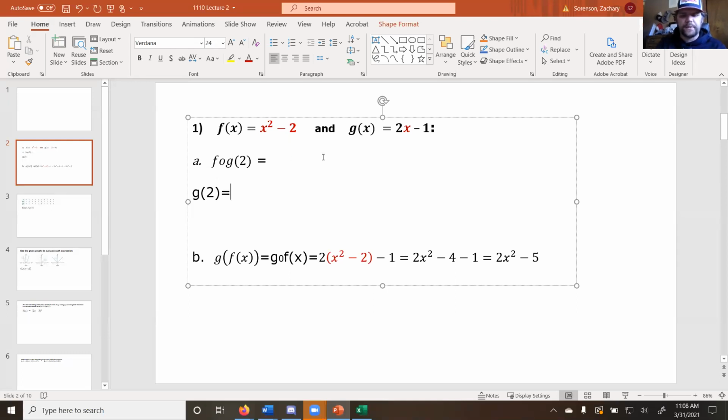I go through a two-step process. Okay, g of 2 is not too difficult to find. I plug 2 in for x, solve. 2 times 2 is 4, minus 1 is 3. And then I take this result and plug it into my f. So then this question becomes, instead of f of g of 2, it says, okay, well, I know my g of 2 is 3, so really I have to just find f of 3.